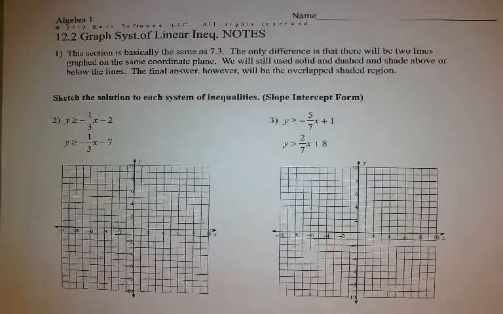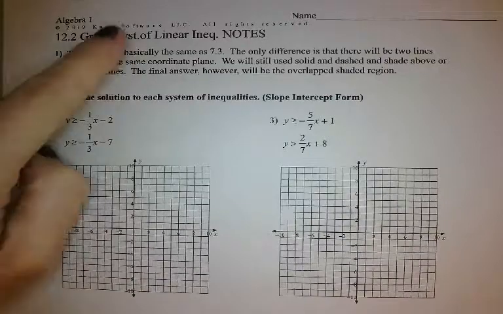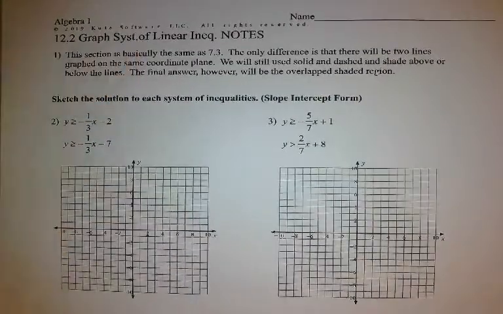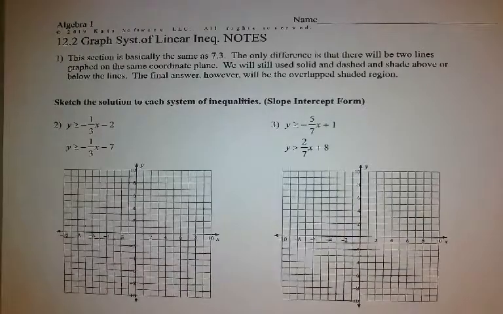The lesson that we're going to focus on today is 12.2 in your textbook, and this is graphing systems of linear inequalities. Systems just means that we're going to have multiple equations, inequalities. It says that this section is basically the same as 7.3, which was graphing inequalities. The only difference is that there's going to be two lines graphed on the same coordinate plane. We still use a solid or a dashed line and shade above or below the lines, but the final answer is going to be where the overlapped shaded region is, if there is any.